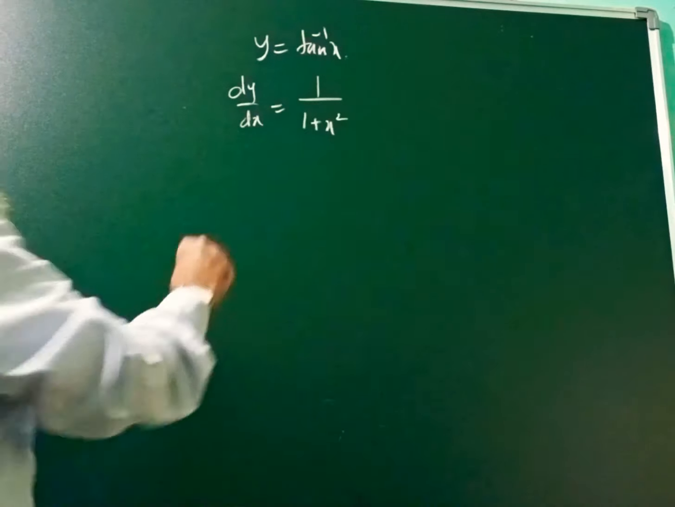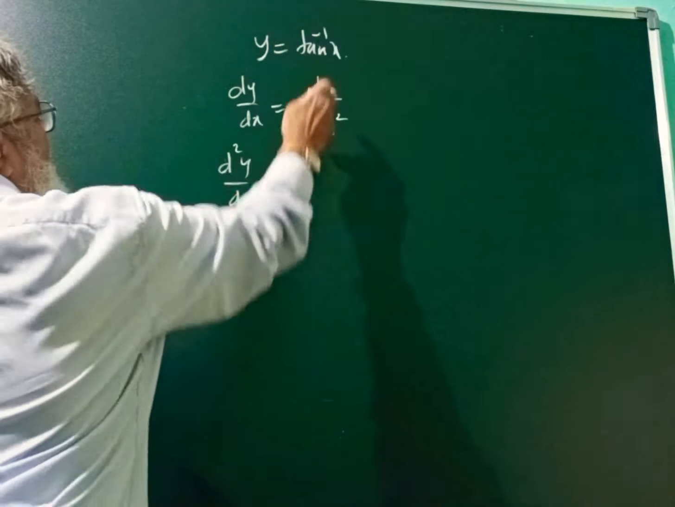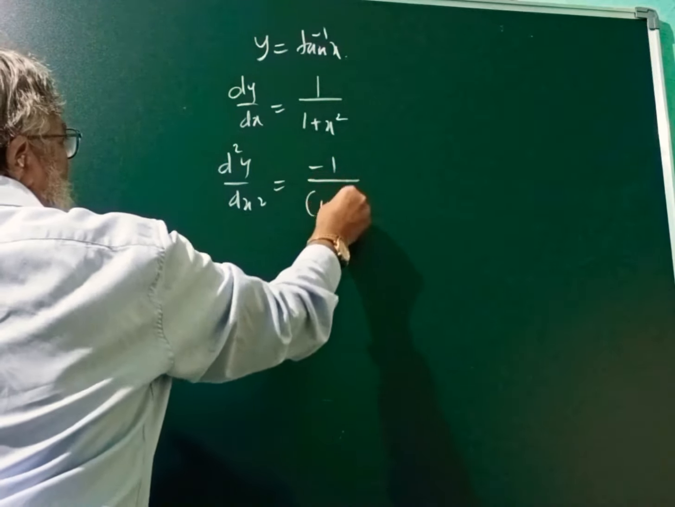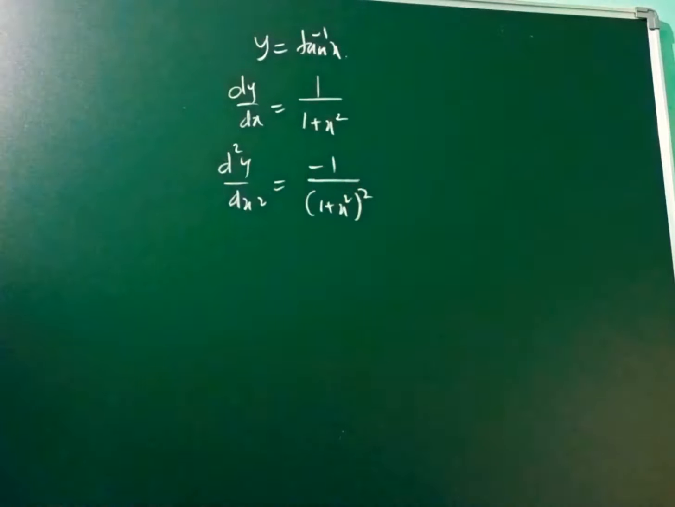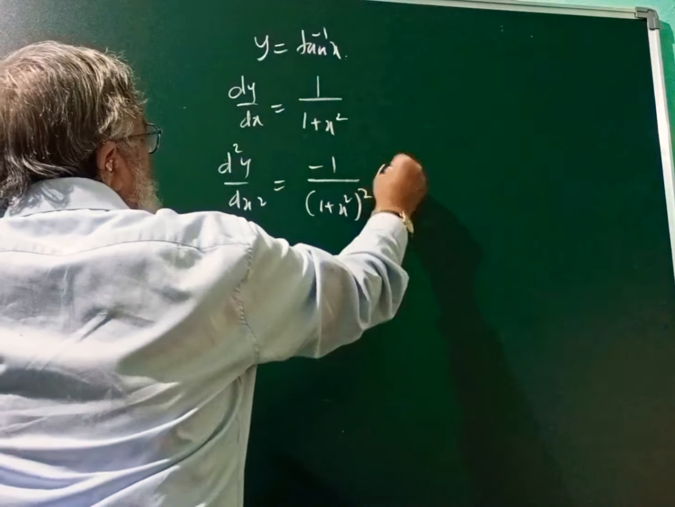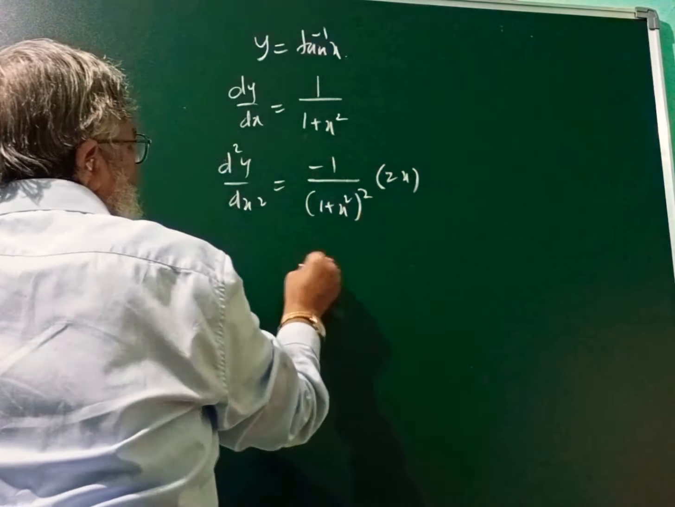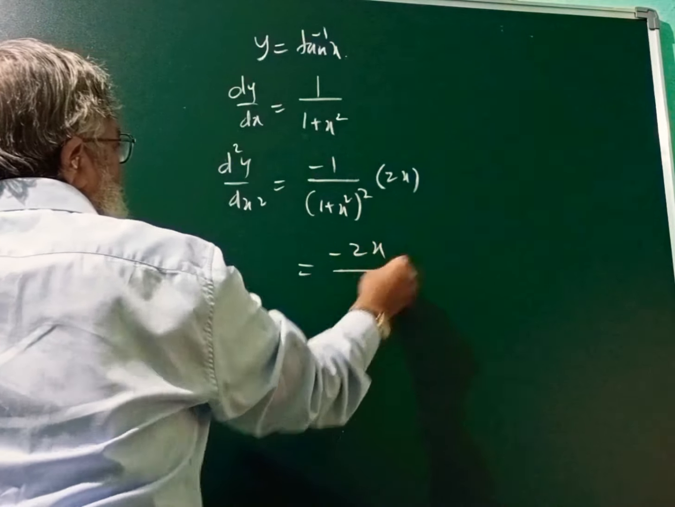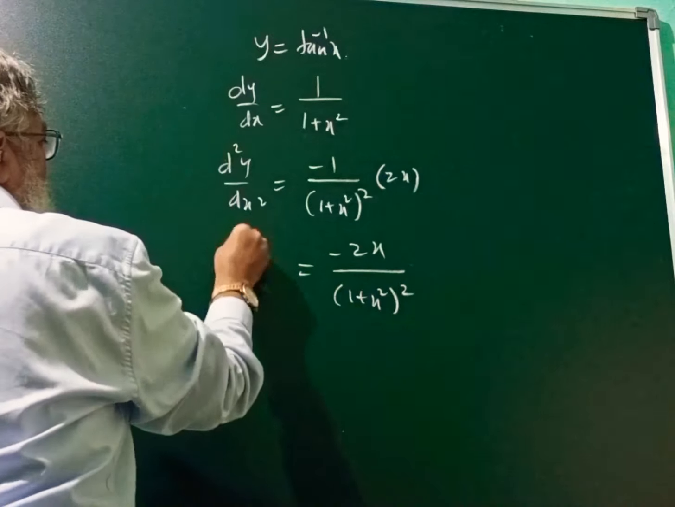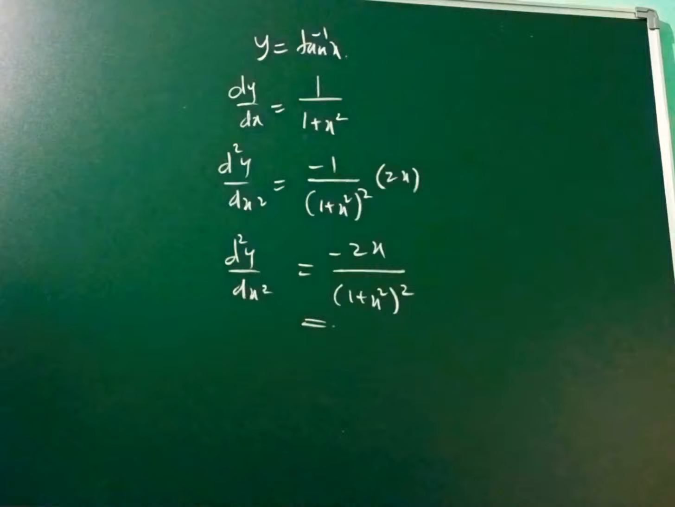So therefore d square y by dx square, it is of the type differentiation of 1 by x, that is minus 1 by x square. Differentiation of denominator: 1 is 0, x square is 2x. Or we can write this as minus 2x by 1 plus x square whole square, which is the second derivative of tan inverse x.